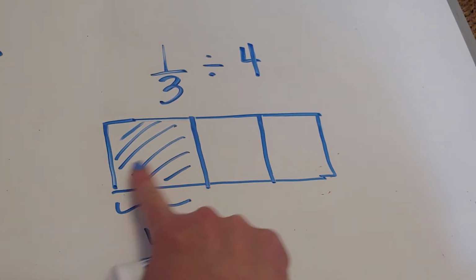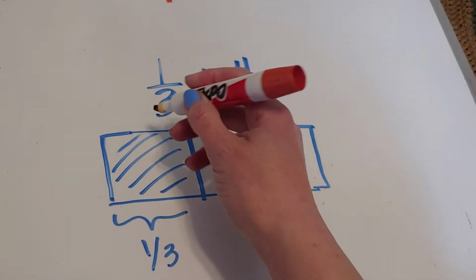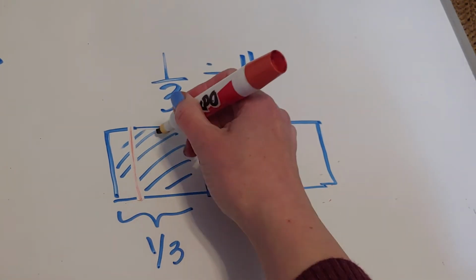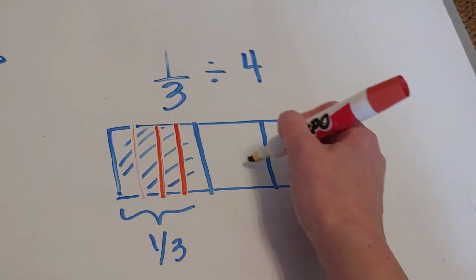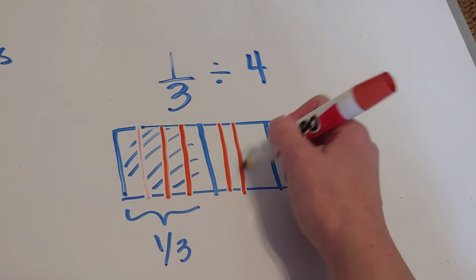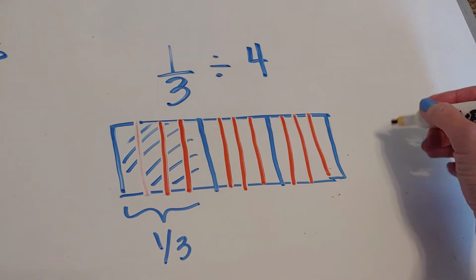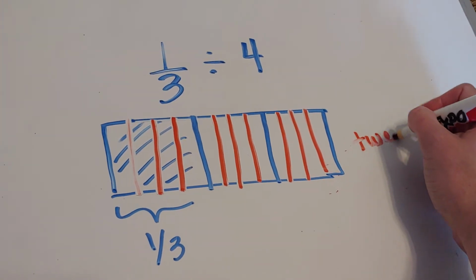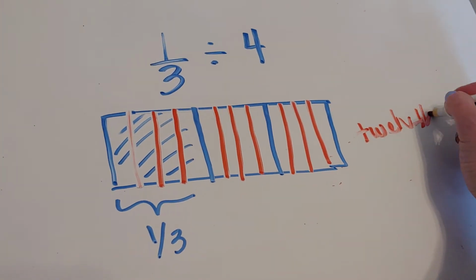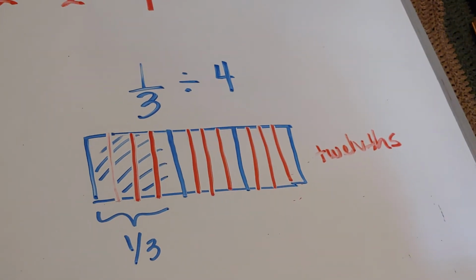But I'm not just going to do this one. I'm going to do all of them dividing by 4. So 1, 2, 3, 4. 1, 2, 3, 4. 1, 2, 3, 4. So what I have now are 12ths. And I don't think I spelled 12ths right, but you get the deal.